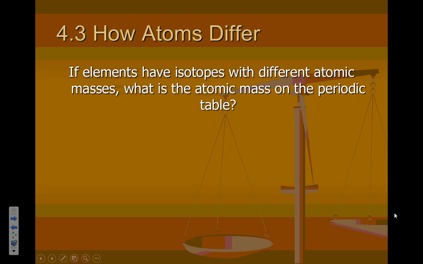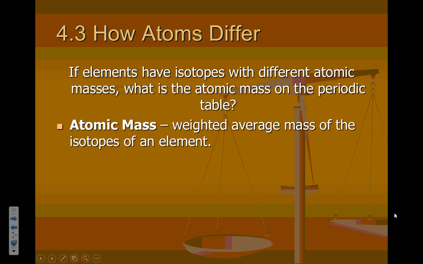Now, if elements have isotopes with different atomic masses, then what's the atomic mass on the periodic table? I've already given this away a couple of times in class as well as in these notes, because what we really are looking at on the periodic table is the average atomic mass. It's a weighted average of the mass of the isotopes of an element.